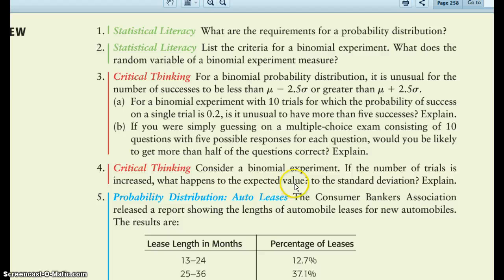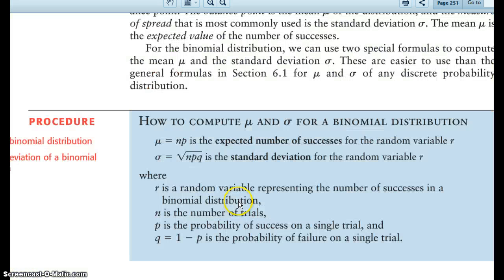As the number of trials increases, the expected value and the standard deviation will both increase as well. And you needed to explain why. So if you think about the expected value, as you're running more trials, there are more opportunities for success. So the expected value should increase. The number of successes that you expect should increase.